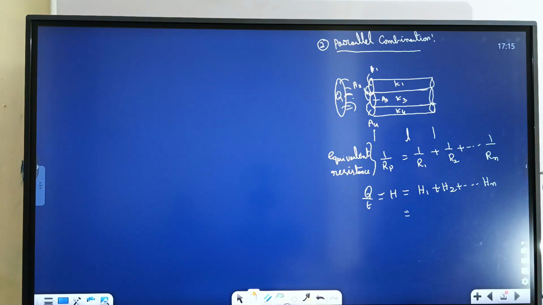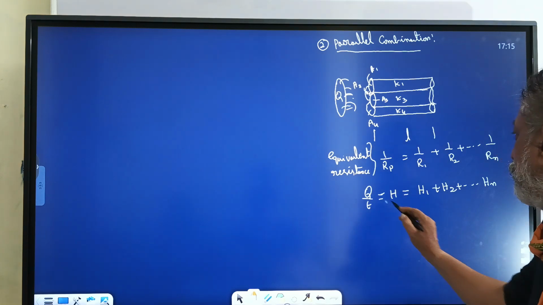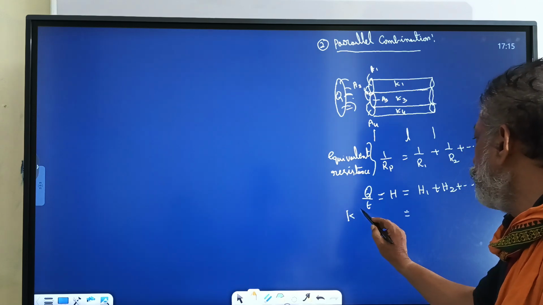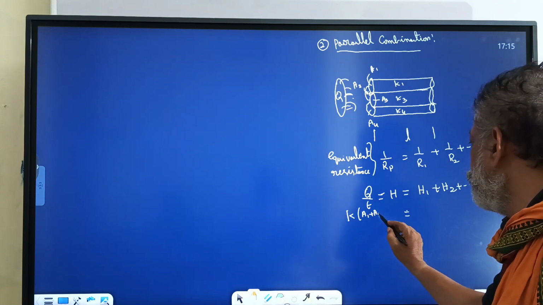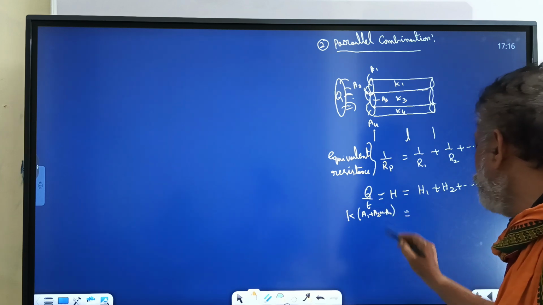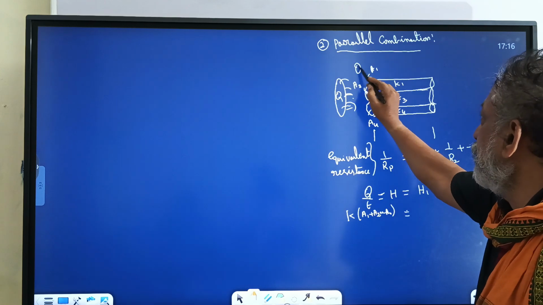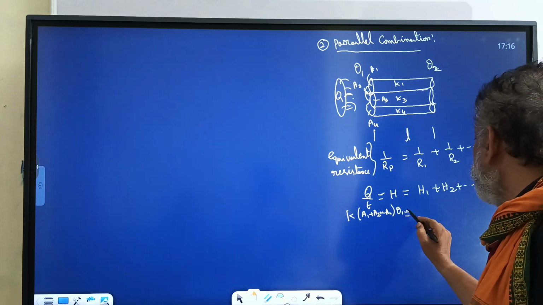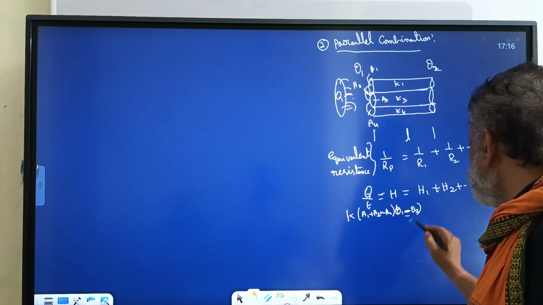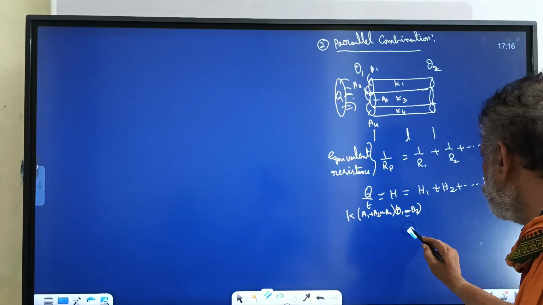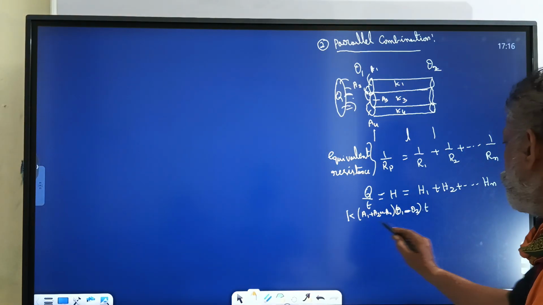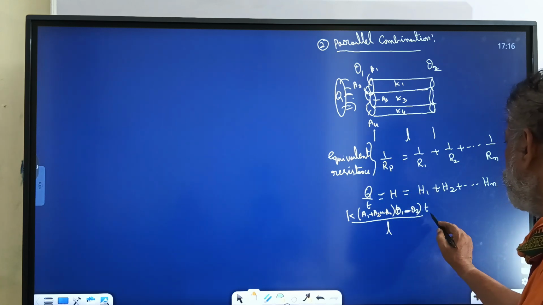So for this I can rewrite it: the total thermal conductivity, called Kp, times areas A1 plus A2 plus up to An, into the temperature difference, theta 1 at one end and theta 2 at the other end, theta 1 minus theta 2, into time of flow t, divided by the same length L.